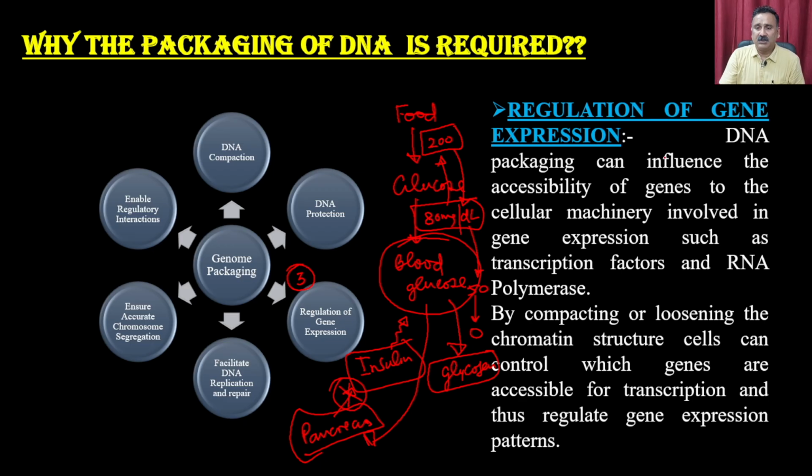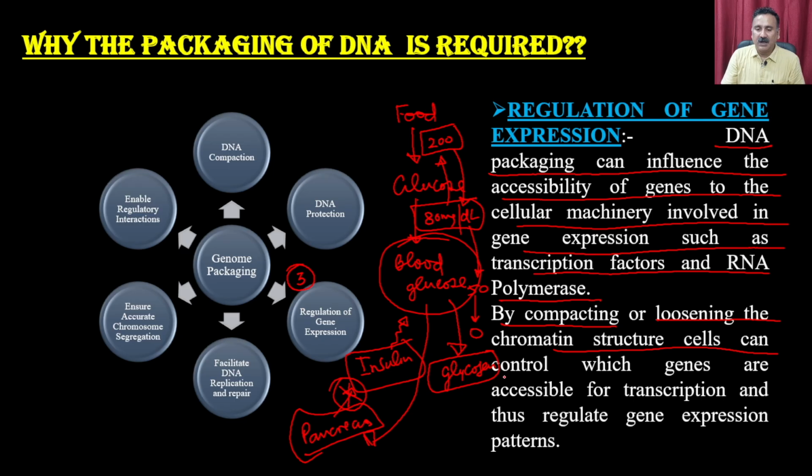So regulation of gene expression: the DNA packaging can influence the accessibility of the gene to the cellular machinery involved in gene expression, such as transcription factors and RNA polymerase. By compacting or loosening the chromatin structure, cells can control which genes are accessible for transcription and thus regulate the gene expression pattern. So we have discussed how gene expression profiling has a significant effect on the overall physiology of that particular organism, and it is influenced completely by whether the DNA is present in a compact structure or not.